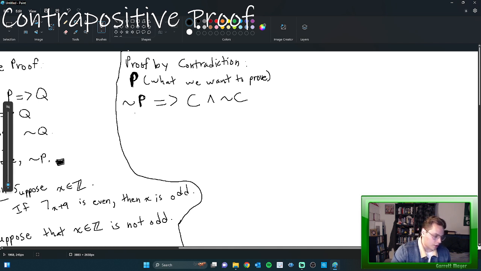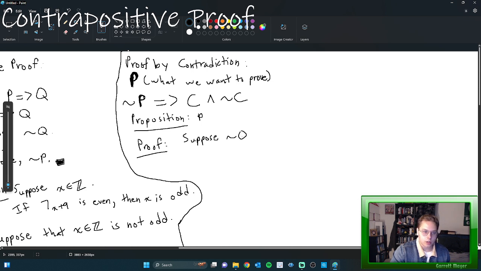And the way that these sorts of proofs work, you have your proposition P, and then a proof: suppose not P, sorry, suppose not P, and then continue in your proof, and then thus C and not C. So that's the basic structure, and a lot of times these sorts of proofs end up looking like contrapositive proofs.